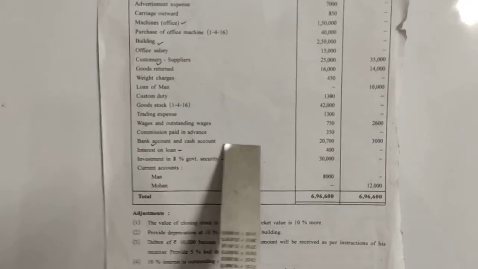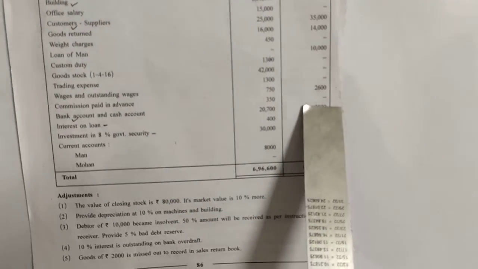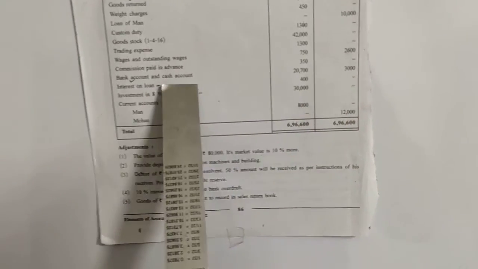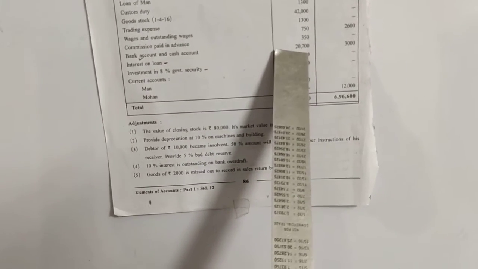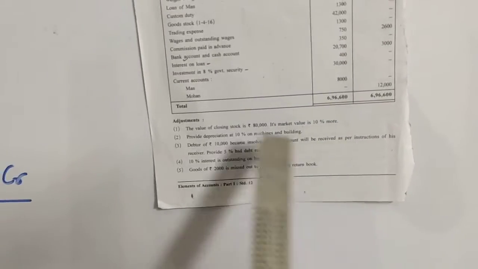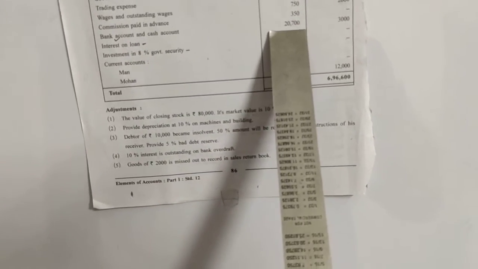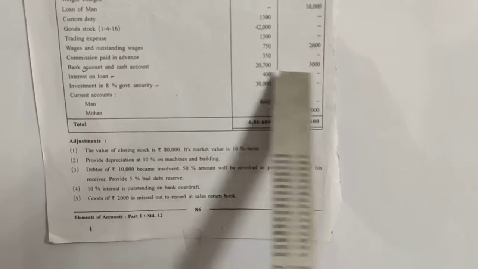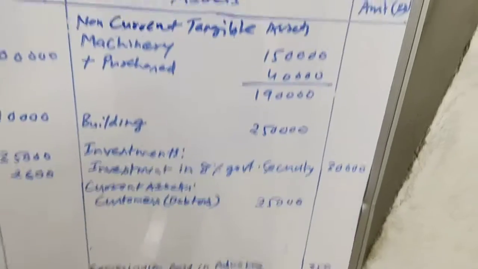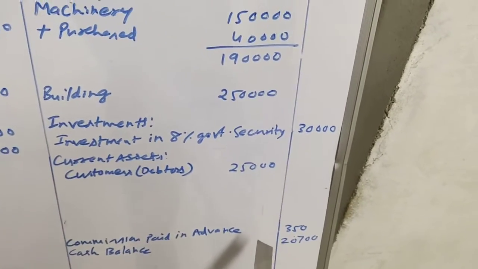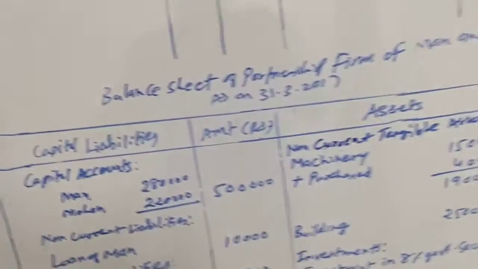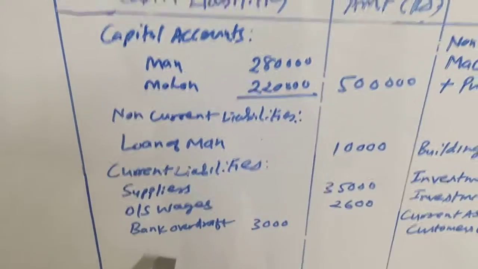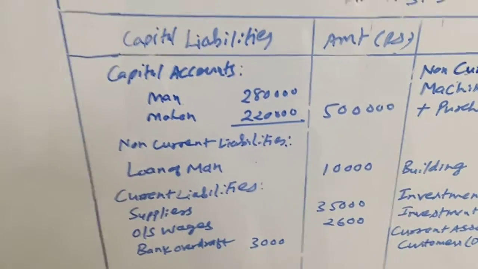Next item is bank account and cash account 20,700 and 3,000. We very well know the cash balance is always debit. The bank balance may be debit or credit. So here this 20,700 will be the balance of cash and 3,000 will be the balance of bank. 20,700 cash balance, asset side of balance sheet. And this bank overdraft rupees 3,000 at the liability side of balance sheet. Bank overdraft 3,000.